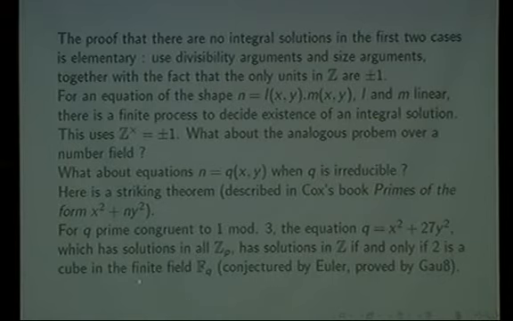So it's really not at all obvious, and it was conjectured by Euler, who couldn't prove it, and proved by Gauss. So it's a very strange thing that you have this cubic extension, this cubic root of 2 in F_q, which appears here.